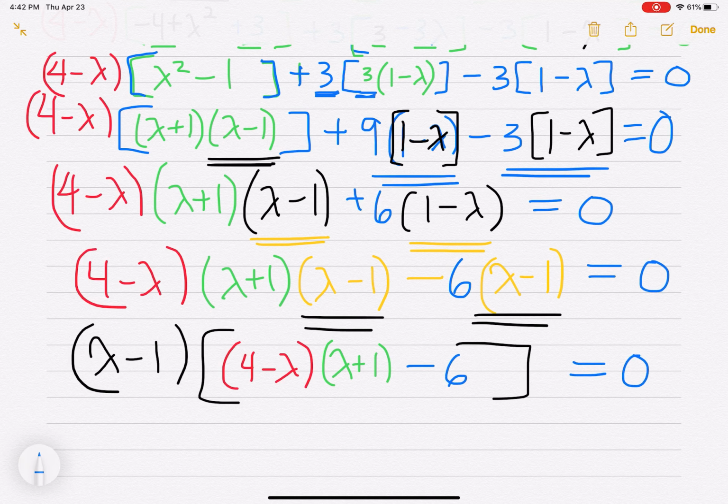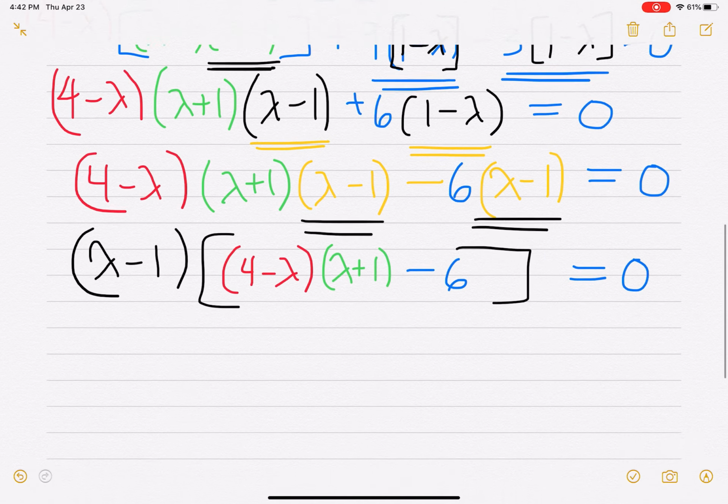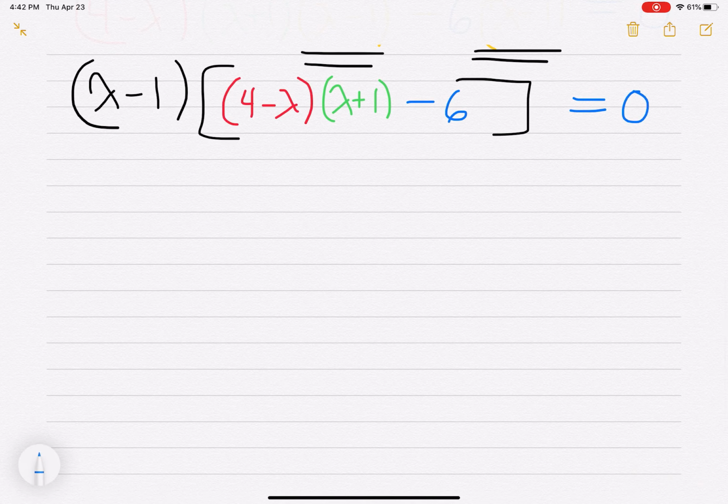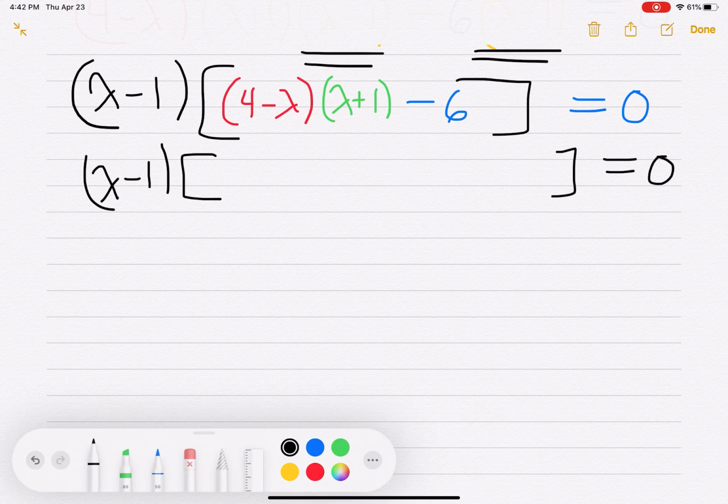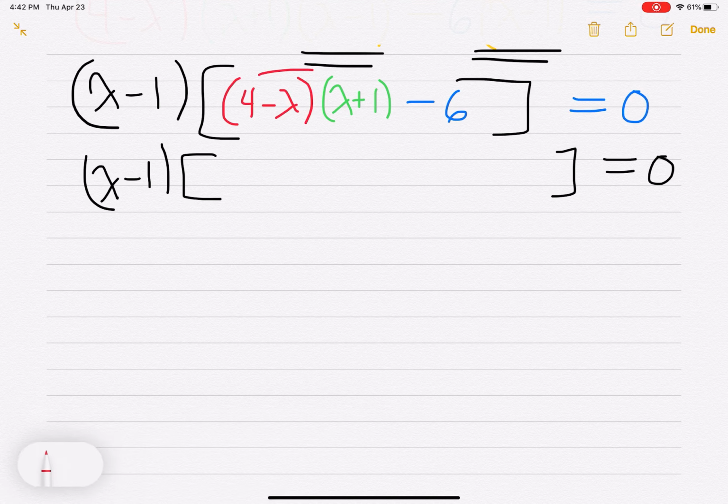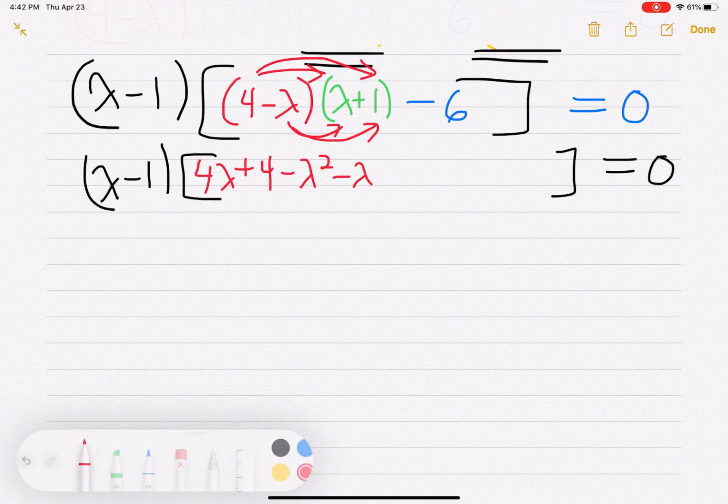So I'm going to write down my lambda minus 1, and I'm going to expand inside my brackets here. That's equal to 0. How do you expand inside the bracket? You do a little bit of foiling. How do you foil? You do 4 lambda, plus 4 minus lambda squared, and then minus lambda. And don't forget your minus 6. That's not part of the foiling process, but it's there anyhow.